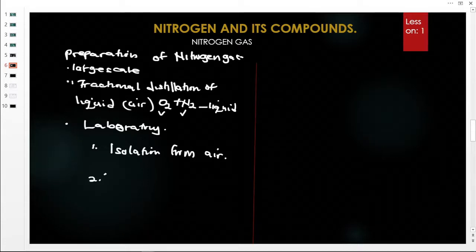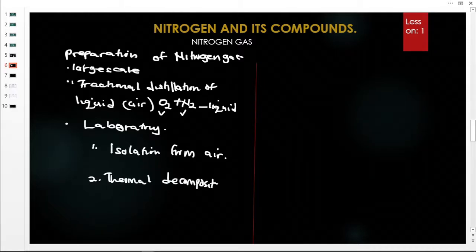And two, there is what we call thermal decomposition. When I say thermal, it is heat. So decomposition, breaking: we heat something and it breaks down into nitrogen. What's that one? It is ammonium nitrite. So thermal decomposition of ammonium nitrite. Out of all the nitrites, we use ammonium nitrite because it is unstable.